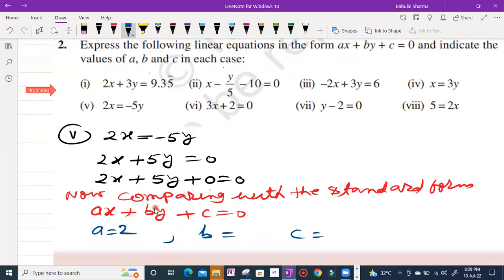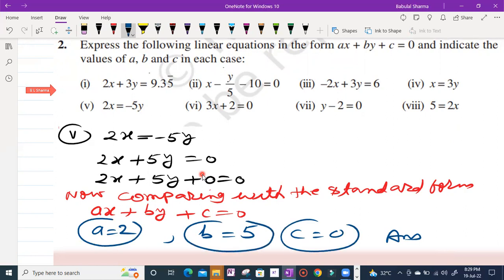Here the coefficient of y is b, and here the coefficient of y is plus 5. So we can write here 5. And here the constant term is c, and here the constant term is 0. So we can write c is equal to 0. So this is the answer. A is equal to 2, b will be 5, and c will be 0.